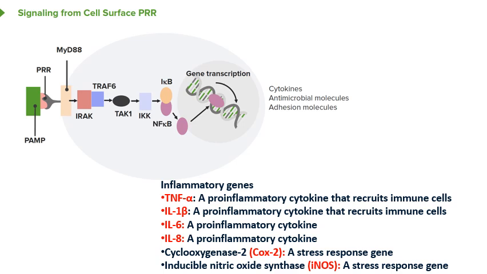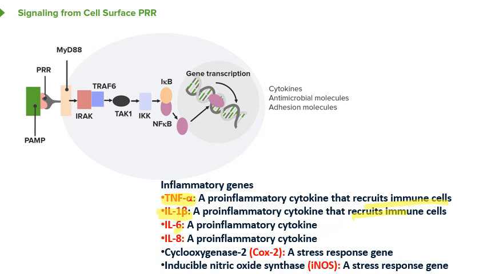What are the inflammatory genes that are really, really important? TNF alpha, pro-inflammatory cytokines. What is it going to do? It's going to recruit some immune cells to the site of damage. Okay, you're going to have interleukin-1 beta. This is also a pro-inflammatory cytokine. It's also going to recruit some immune cells, but they do have other jobs.